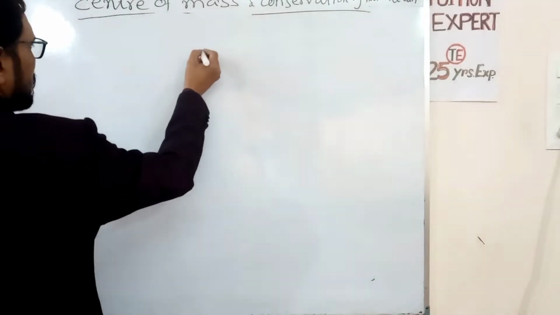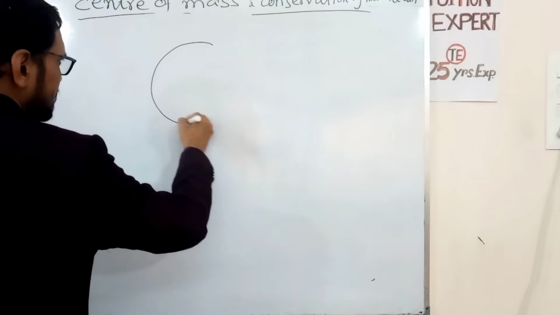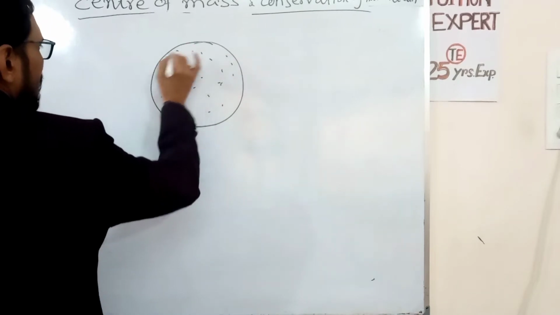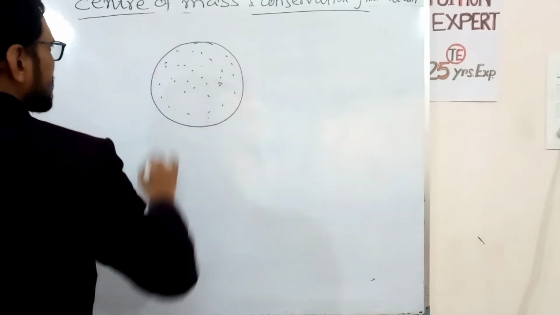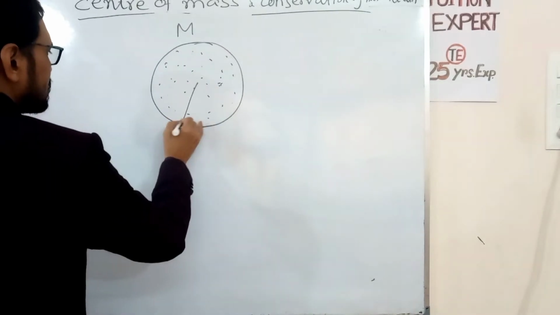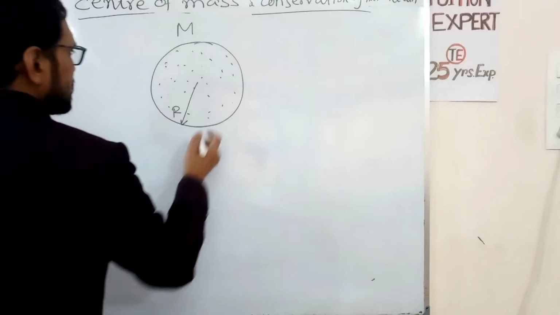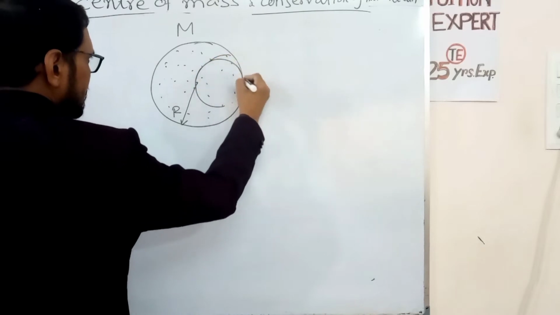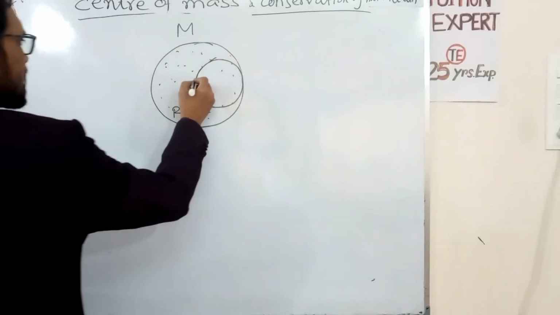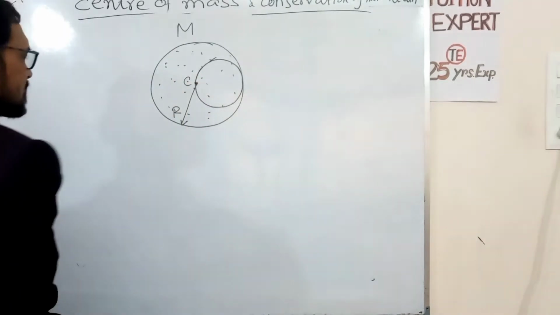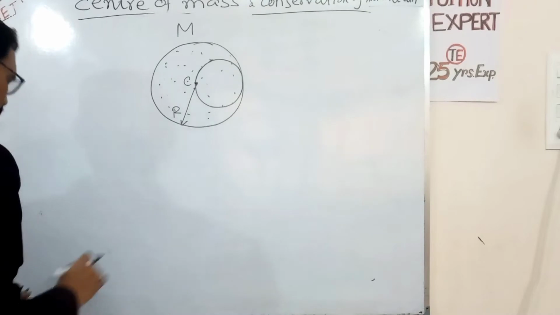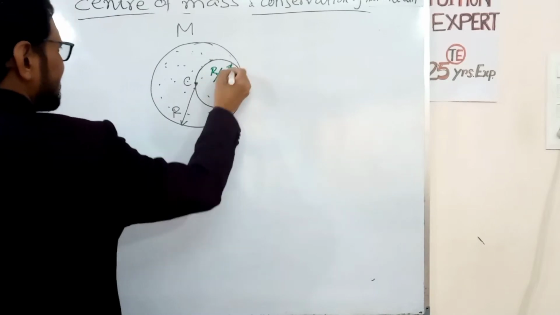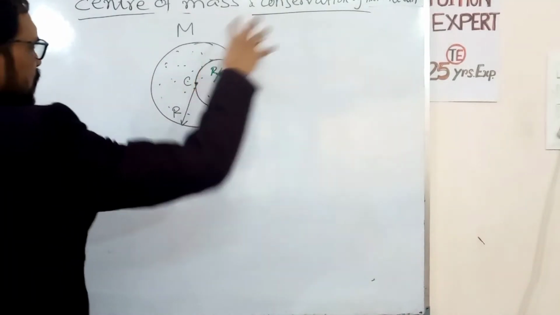Now for this type of problem, suppose this is a disk. How can we find the center of mass of the remaining part? Suppose this is a disk of mass m and radius r. Now a portion of radius r by 2 is cut. This is the center of the disk, and this radius is r by 2. This portion is removed from the disk.